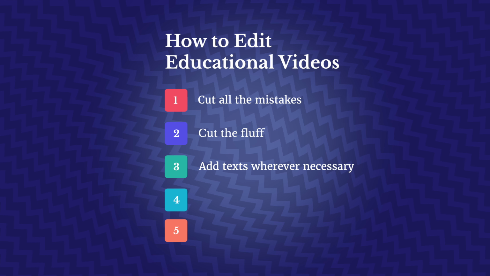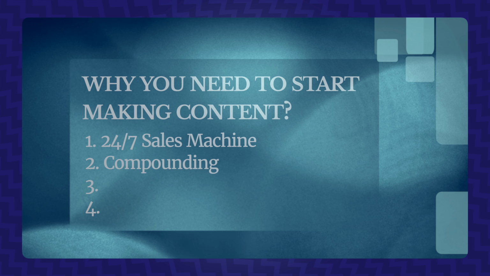Step 3. Once you've done this, you can start adding text wherever necessary. Now, how do you add it strategically? Since it is an educational video, I presume you're giving some kind of 5-step process or something like that. So have a roadmap like this.